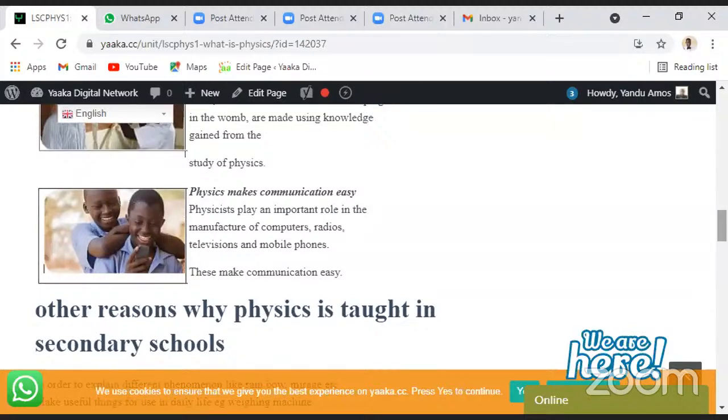Physics makes communication easy. Physicists play an important role in the manufacture of computers, radios, televisions, and mobile phones. These make communication easy.